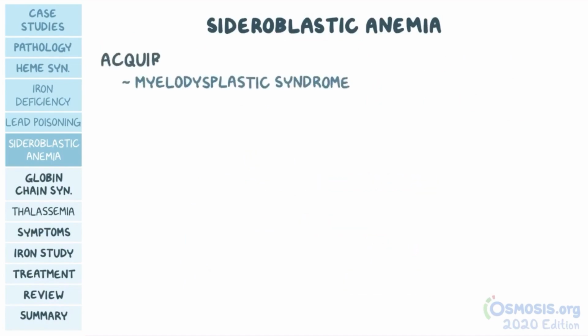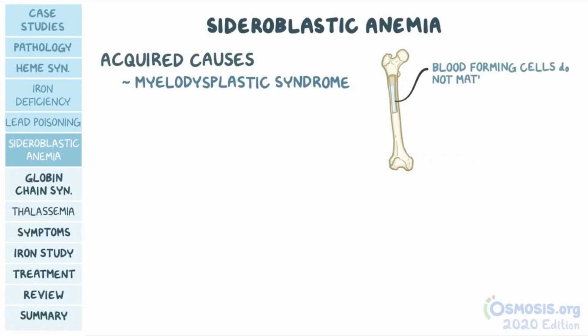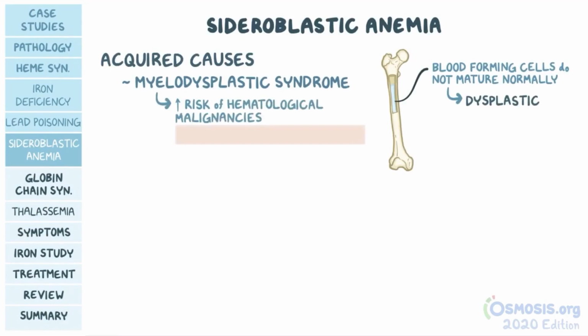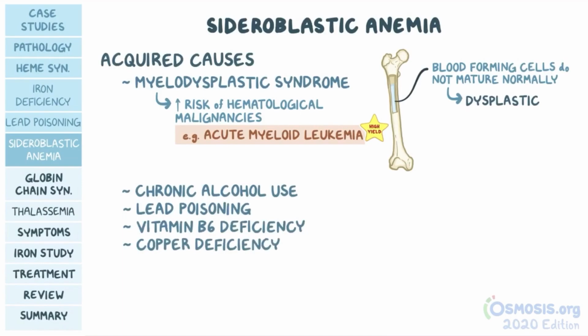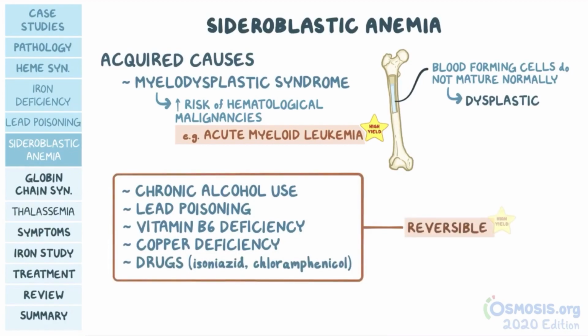Myelodysplastic syndrome is an acquired cause of sideroblastic anemia, where the blood-forming cells in the bone marrow do not mature normally and become dysplastic. It's important to know that this increases the risk of developing hematological malignancies like acute myeloid leukemia. Other acquired causes include chronic alcohol use, lead poisoning, vitamin B6 deficiency, copper deficiency, and drugs like isoniazid and chloramphenicol. Remember for your test that these are reversible causes.